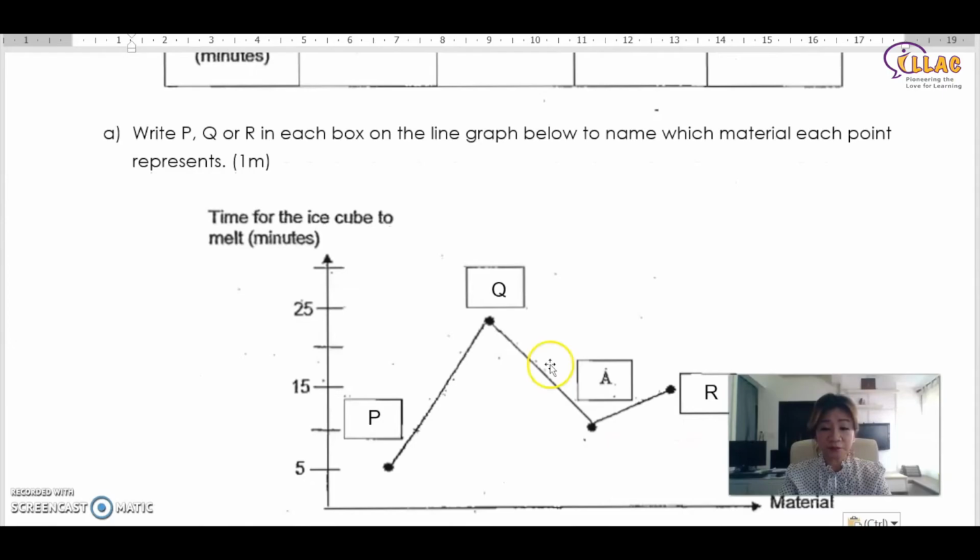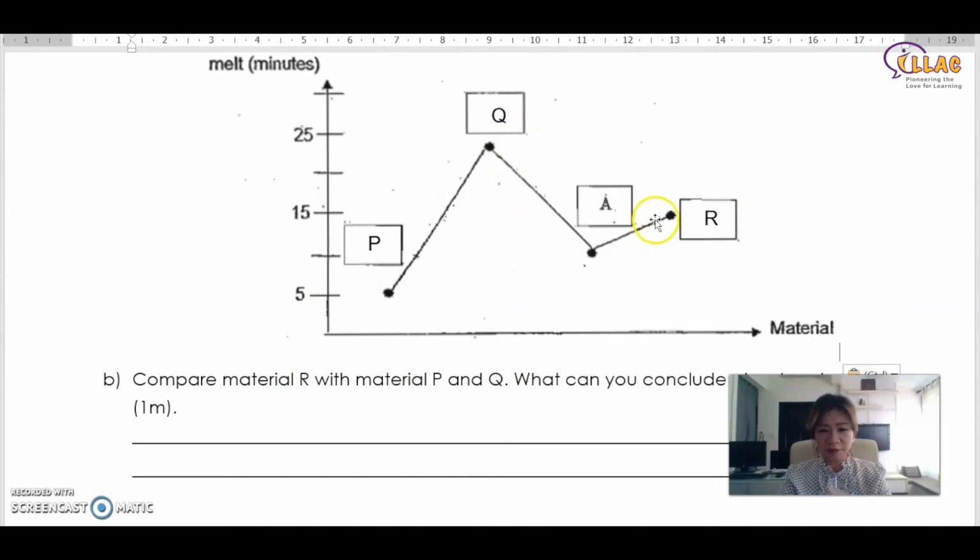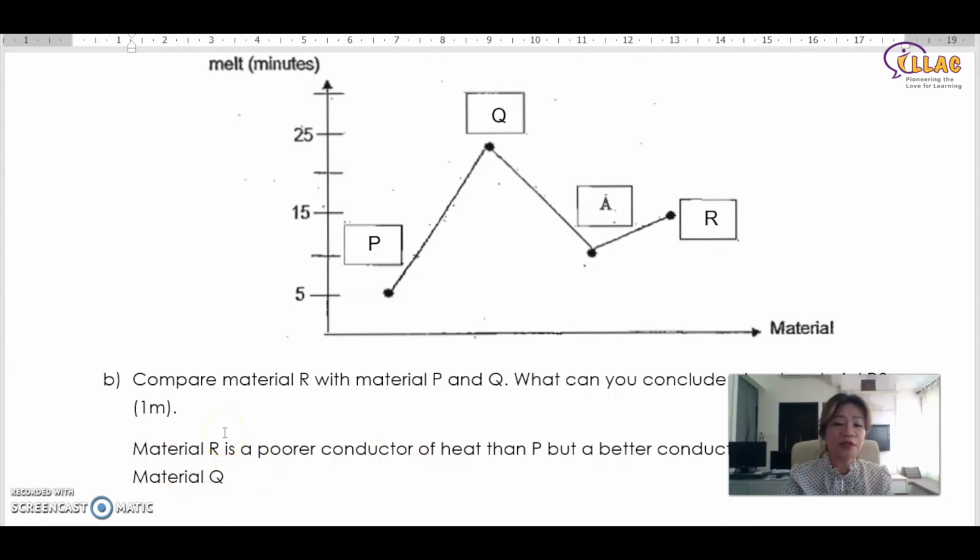Compare material R with material P and Q, okay? So R is in the middle, right? So how would you explain that? So R is comparing as a conductor of heat, right? So R is a poorer conductor of heat compared to P, okay? Because R is actually able to keep the coolness inside. It did not allow the heat to travel as fast, but it is a better conductor of heat. It allowed heat to escape compared to Q, right? Because Q kept it cold for a much longer time. So this is how you explain, okay?